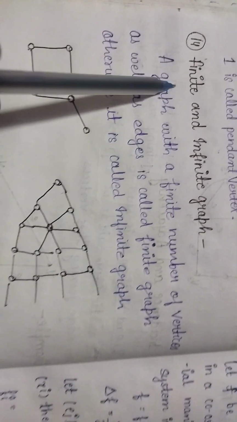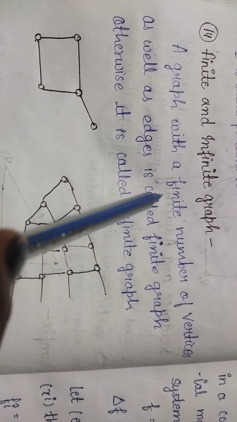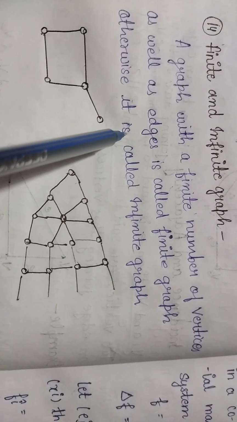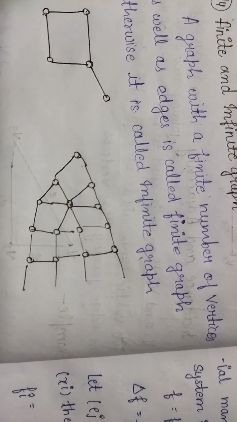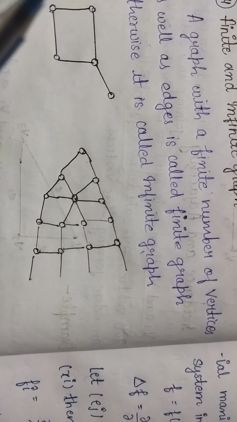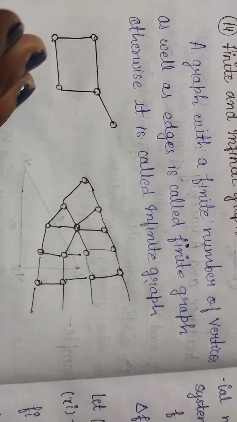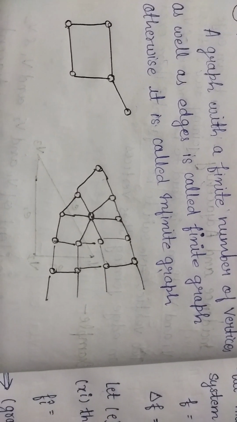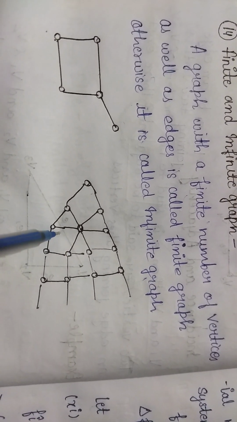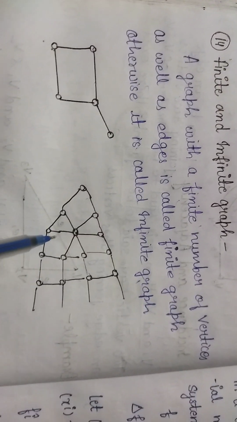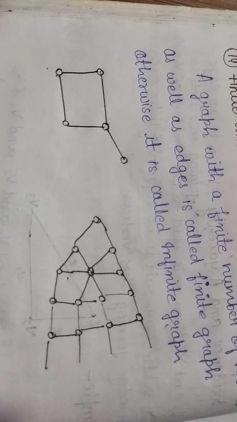Now come to the 14th one, finite and infinite graph. A graph with a finite number of vertices as well as edges is called a finite graph, otherwise it is called infinite. If we have a finite number of edges and a finite number of vertices, we call it a finite graph, otherwise infinite. Suppose this is an example of a finite graph, and this is an example of an infinite graph. Now thank you.